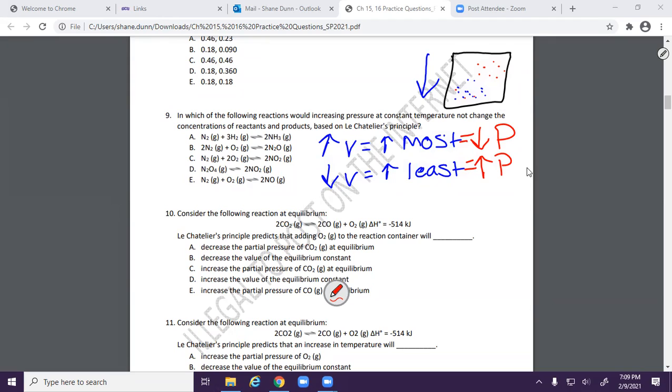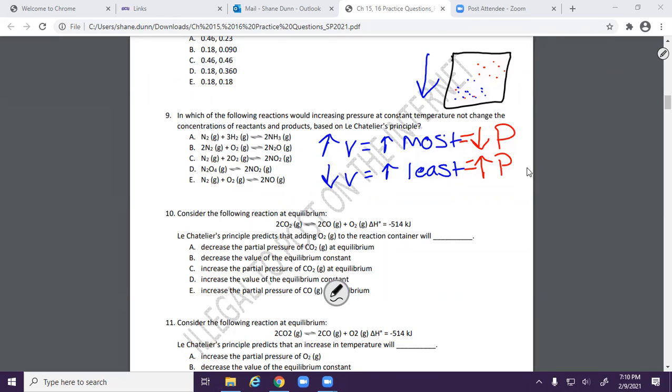I want to talk about that right now. It's the amount of moles of gas. So here, how many moles of gas does the reactant side have? 4. How many does the product side have? 2, right? Does that make sense? That's what I mean by the most and least: the most amount of moles, the least amount of moles, on which side. Always compare products to reactants. So an increase in pressure, we're going to favor the side with the least, right?